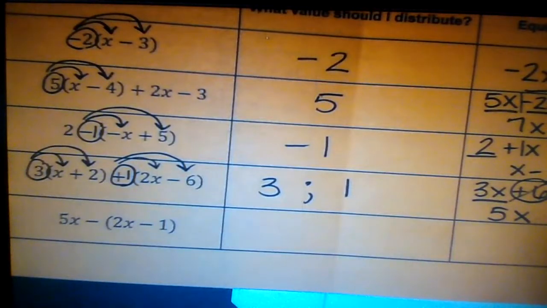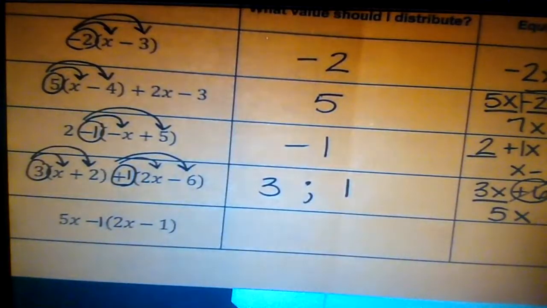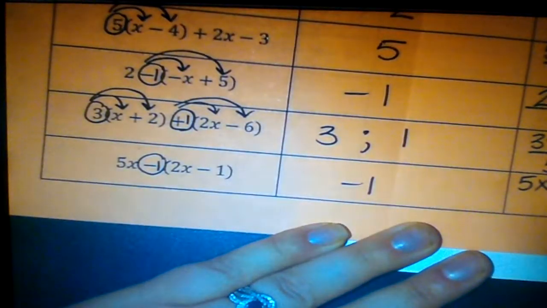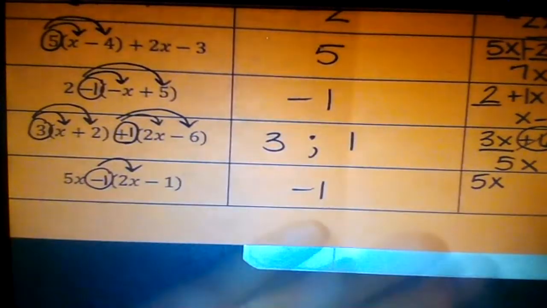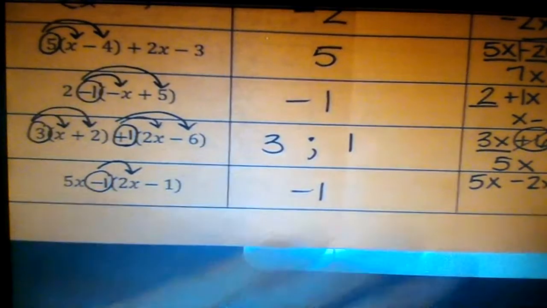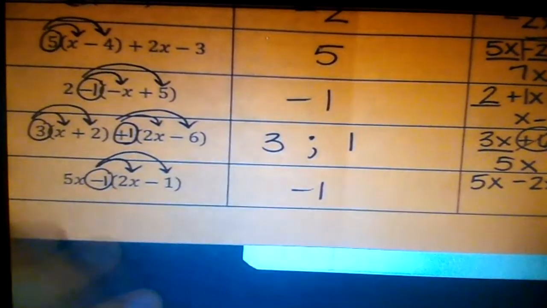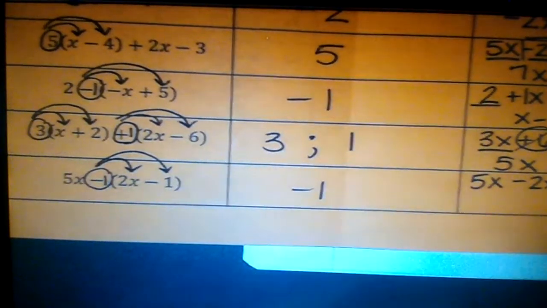Okay, last one. Let's see. Rigo, I haven't picked on you today. What gets distributed in this one? -1. Okay, there is no 1 written there, so we have to distribute a -1. So the 5x just goes over when we distribute -1. -1 times 2x is -2x, and -1 times a -1 is a +1.